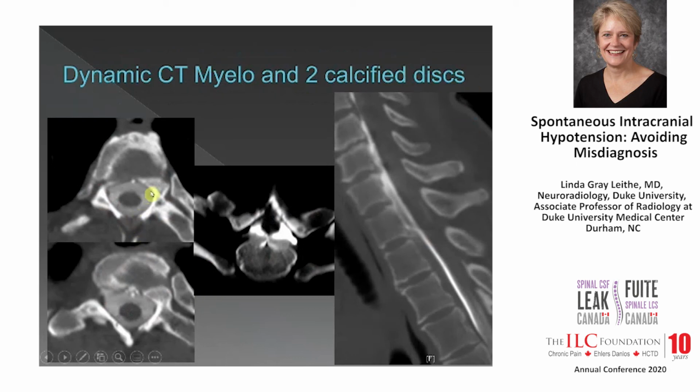Here is a patient who had a big ventral CSF leak that we're seeing here and had two discs, one smaller, one larger. We did rapid scanning in the upper thoracic spine, and here is the leak that you can see right here on the axial images and the sagittal reformatted images, and this was actually emanating from the smaller disc as opposed to the larger disc.